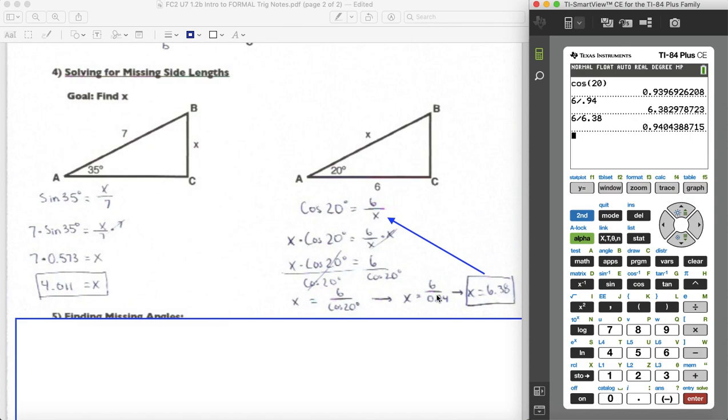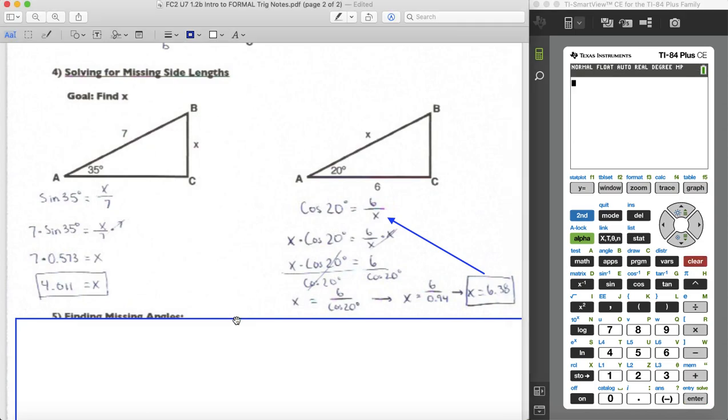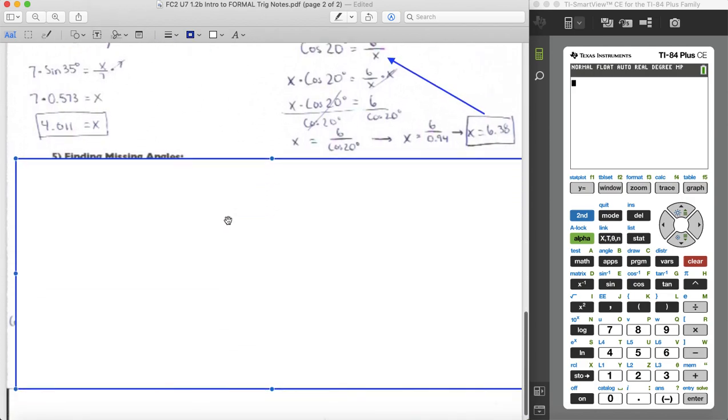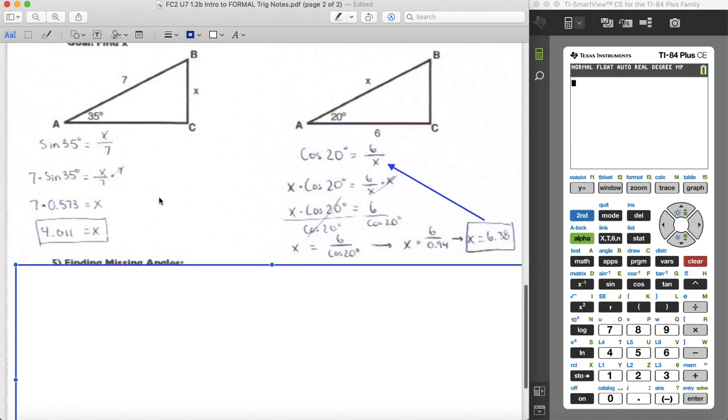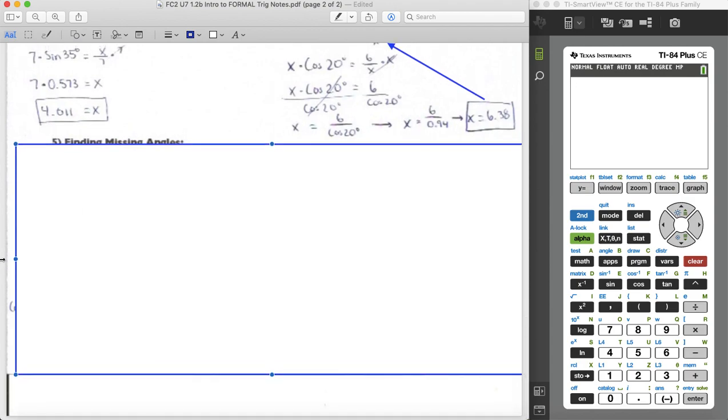Pause this, rewind it, and ask questions on the office hours document if you are wondering about any processes we're doing here, because we're going to do a couple more in a second, only where we're trying to find the missing angle rather than the missing side length. So again, make sure we are getting this. Go ahead and move on when we've got it.